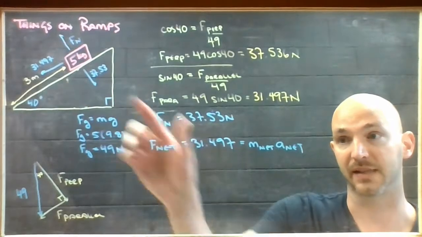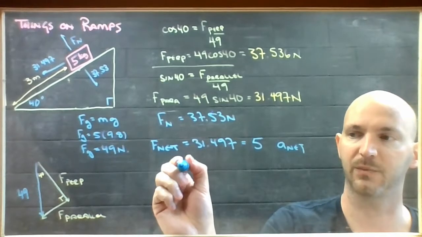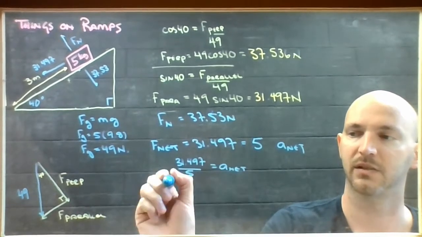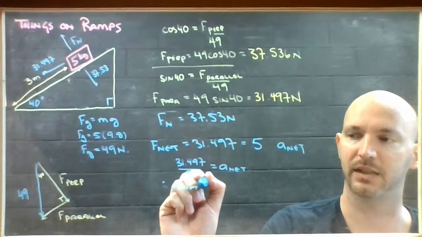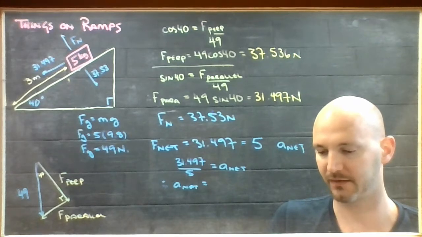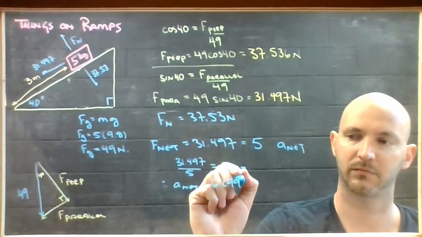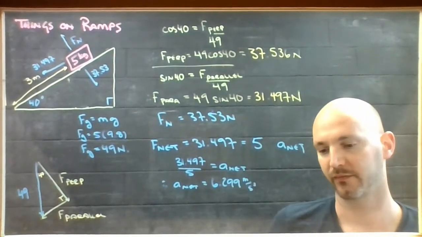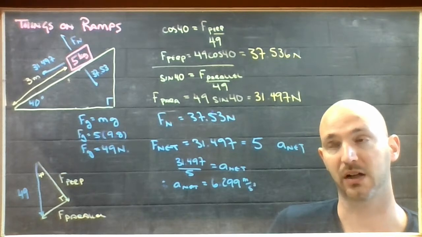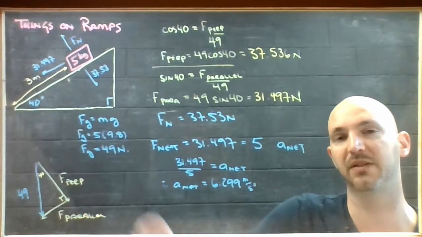I of course know the net mass of this block, it's 5. Pop that in there. So 31.497 over 5 would be my net acceleration. So my A net is, let's see, 31.497 divided by 5 gives me 6.2993 meters per second squared. All right, so I know the size of all forces acting on that pink block. I know the net acceleration of that pink block, and I know that it happens to be 3 meters away from the tip of the ramp.